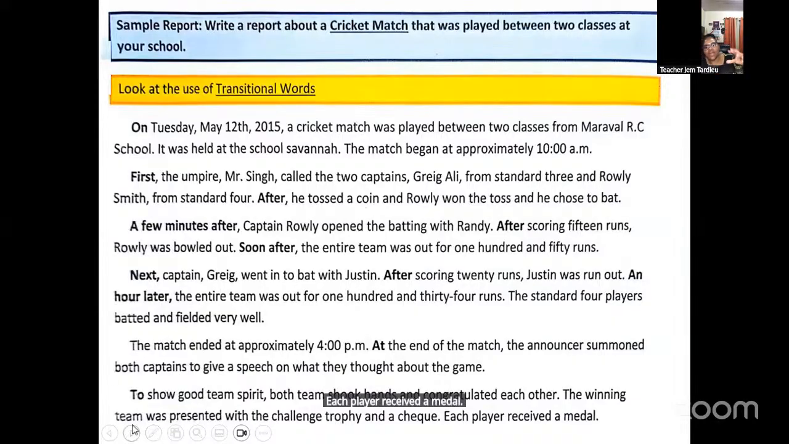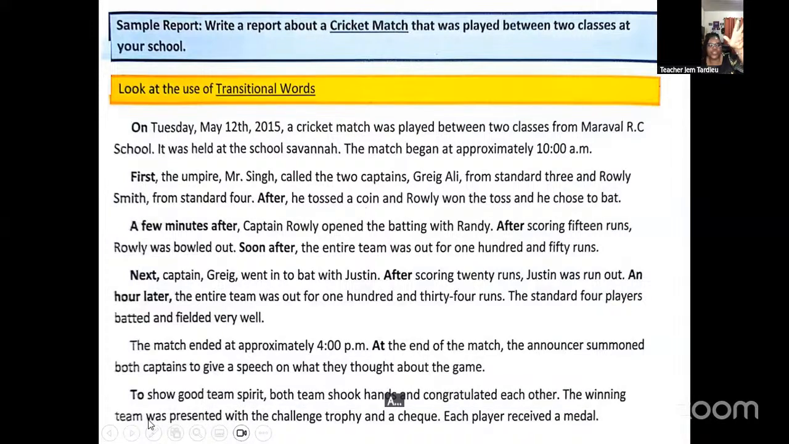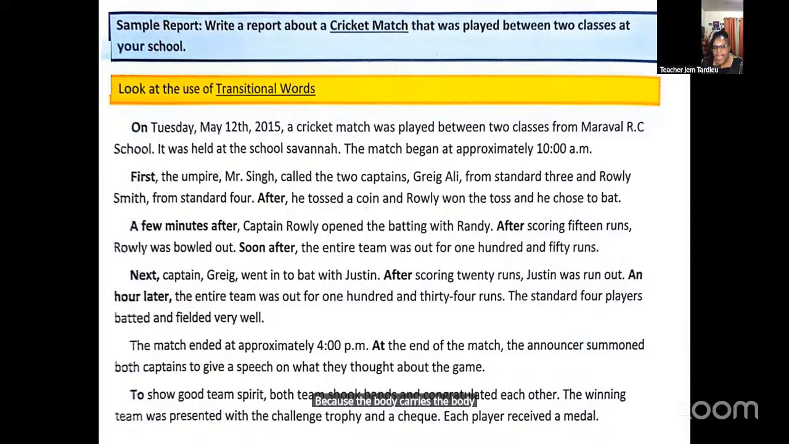So because I don't have the space there, I didn't put in the closing and I didn't put in the intro, which is of course the format that we look for. But I wanted to show you more or less because the format is something that's only 3 marks. But I really want to get across to you what the body looks like, because the body carries way more marks in terms of your organization.